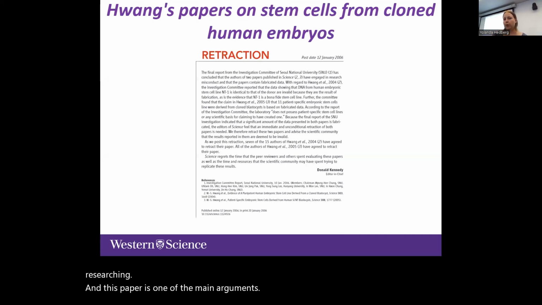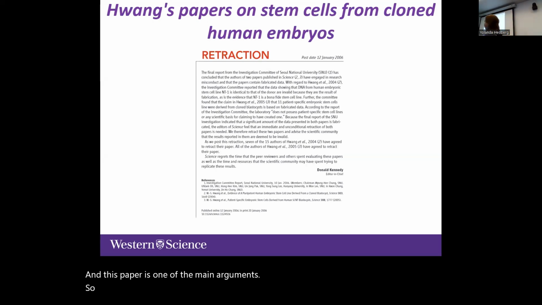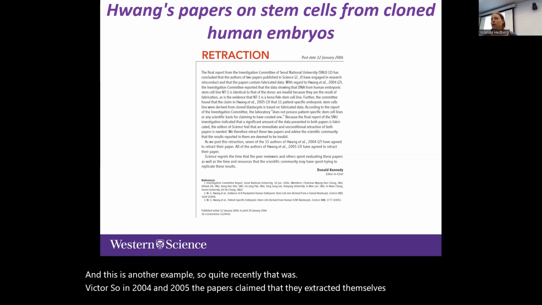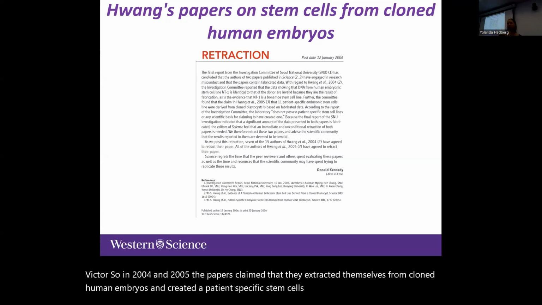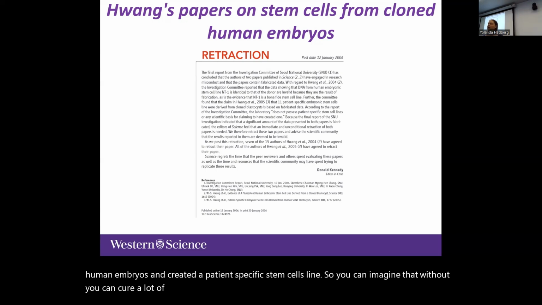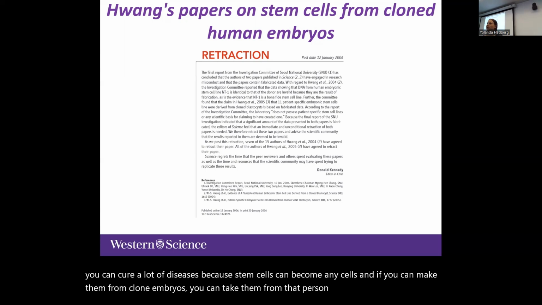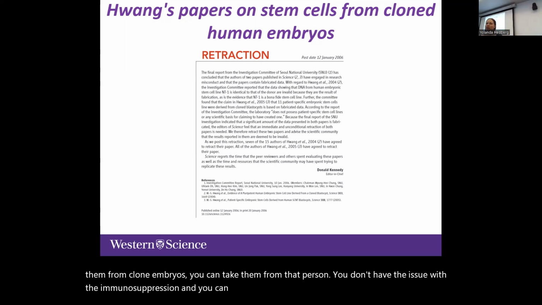Good. So, stem cells from cloned human embryos. This is another example, a quite recent case. There was a big stir. In 2004 and 2005, the papers claimed that they extracted stem cells from cloned human embryos and created a patient-specific stem cell line. You can imagine that with that you can cure a lot of diseases, because stem cells can become any cells, and if you can make them from cloned embryos, you can take them from that person. You don't have the issue with immunosuppression, and you can basically cure them from anything they have.